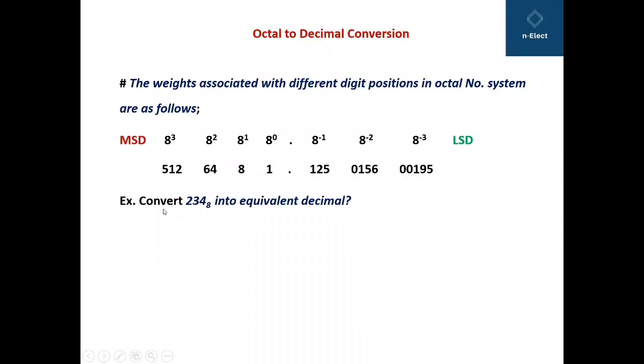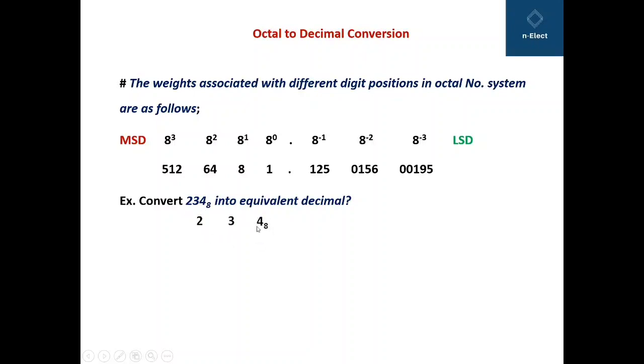For example, convert 234 octal into the equivalent decimal. In order to convert 234 octal into the equivalent decimal, first we will have to write this number 234 with some spacing in between, like this. It is basically an octal number and we have to convert it into decimal. Now this is the LSD and this is the MSD. Since this is an integer number, not a fractional number, we will have to think from this point towards the left hand side. So this is the LSD and this is the MSD.